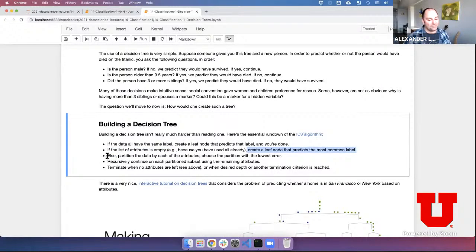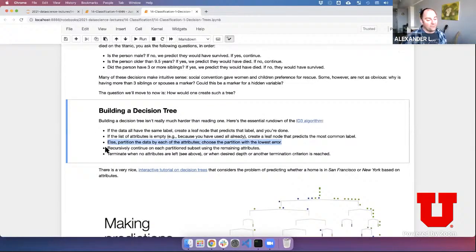Else, partition the data by each of the attributes and choose the partition with the lowest error. This is the key sentence here. So if we have a vector of data with labels, we can look at all of the attributes and find the one that partitions the data with the lowest error. And that's the one we pick. Then we recursively continue on each partition subset using the remaining attributes. And we end when there are no attributes left, or when we have reached a termination criterion, such as a maximum depth or a minimum split size.